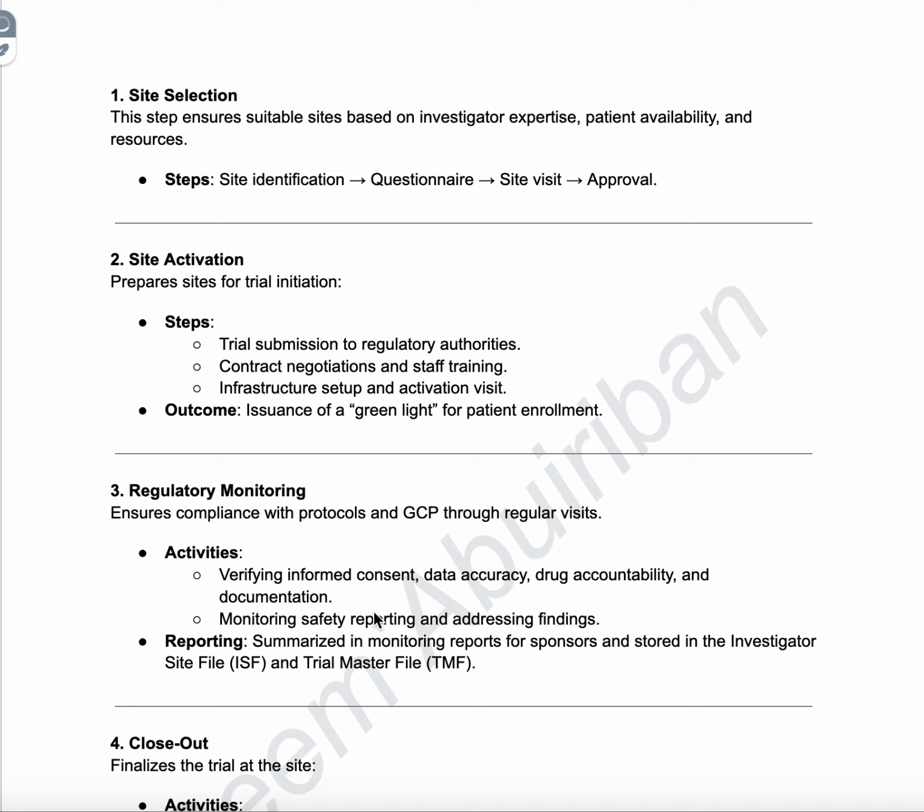So the first thing that we do for site activation is make a submission to regulatory authorities for our site, and then we make staff contracts and the training of the staff, and then we do the infrastructure setup and activation visit.